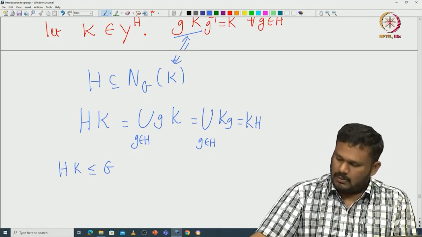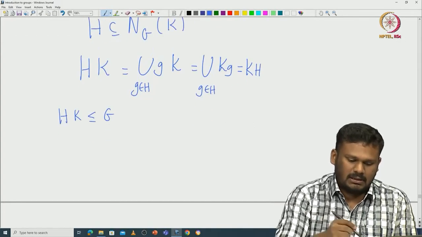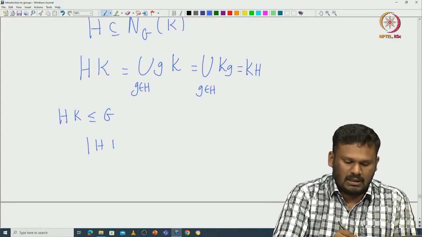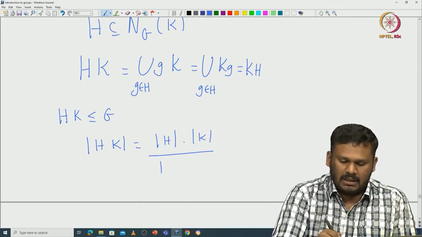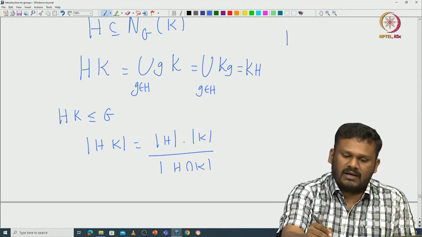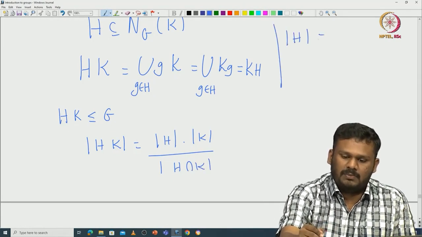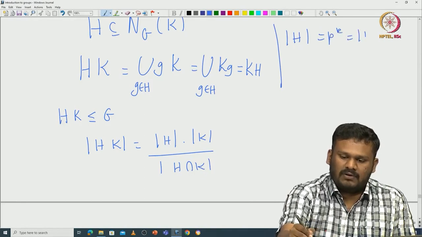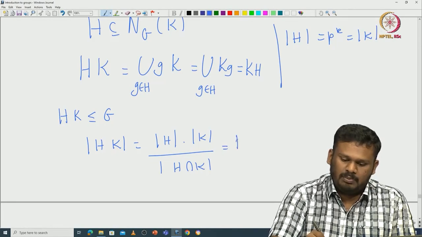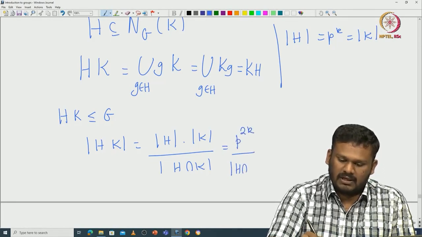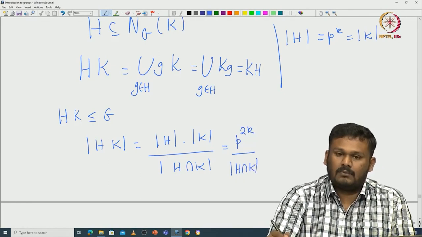But what kind of subgroup is it? Let's look at the order of this HK. The order of HK, we already know, is going to be the order of H times the order of K divided by the order of H intersection K. But what is the order of H? Order of H is P power k, and order of K is P power k. So that is going to give us P power 2k divided by the order of H intersection K.